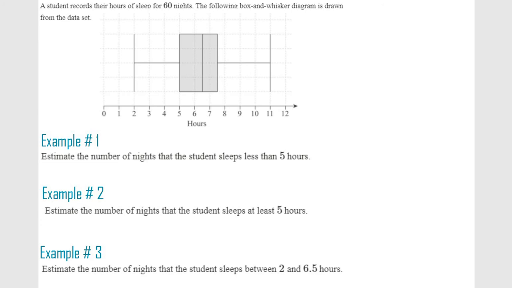All right, so we've got a box and whisker diagram drawn. Estimate the number of nights that the student sleeps less than 5 hours. If they're going to sleep less than 5 hours, that's right here. We want everything down here. Notice that is from our min to Q1, and that represents 25% of the data.